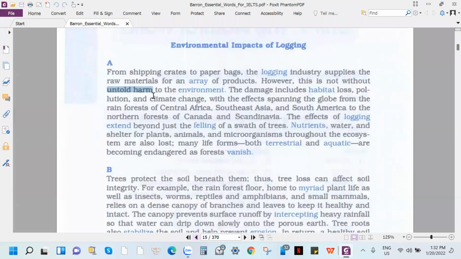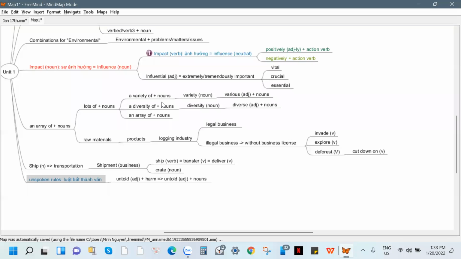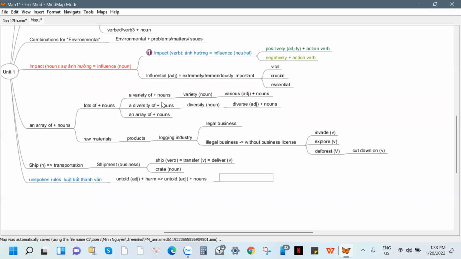In my opinion, I think untold harm means that the action cannot be spread by words, but it can be performed by the action, like the result of the action of the firm. Yes, like the company. Very, very good in this case. I like the way that you say that it is something that we cannot express by words, but it is only performed by actions and the result of an action.